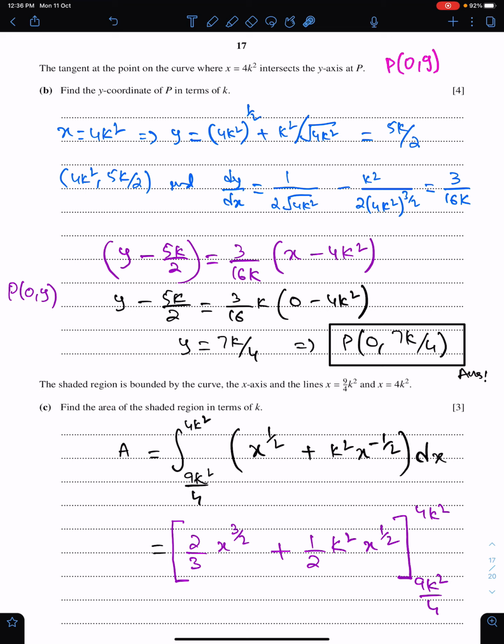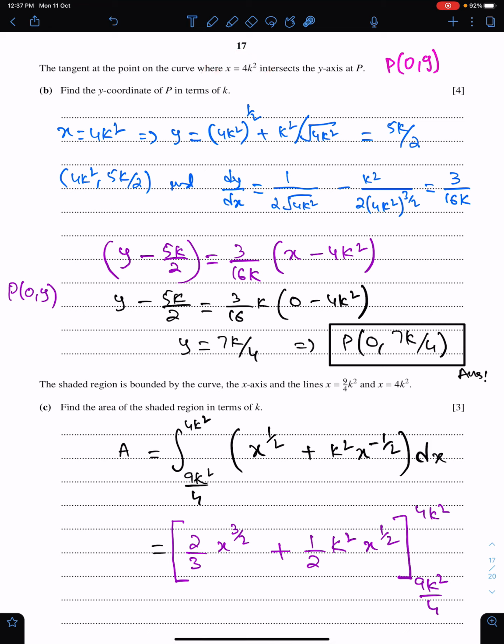So number 1, find the y coordinate of the point at which the tangent is to the curve with x coordinate this. When we substitute this into the equation of the curve, we will get the y coordinate. So the point of tangency is 4k square, and the y coordinate is 5k upon 2. Make sure you first work out the y coordinate of the point of tangency, by substituting this into the equation of the curve.